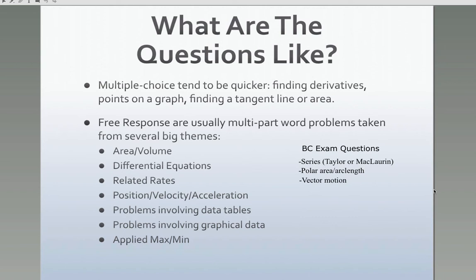The multiple choice is similar in that almost half of the multiple choice are from the AB exam of that year, while the other half or 2/3 are new BC questions.